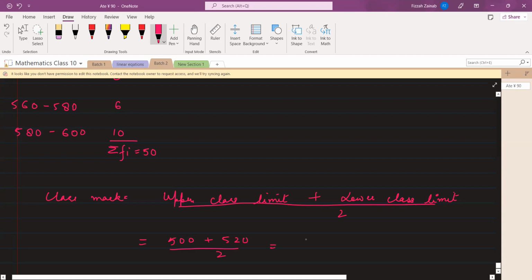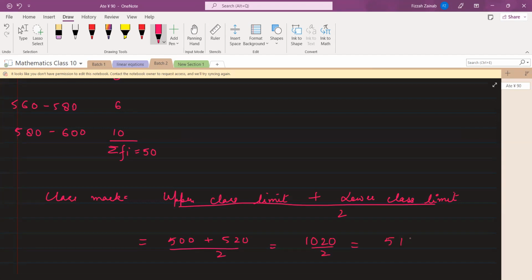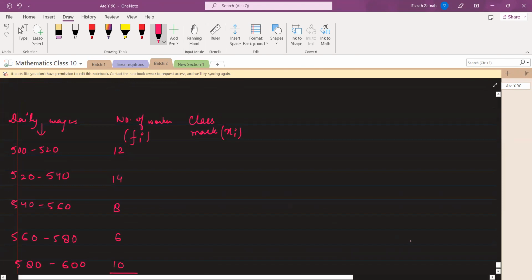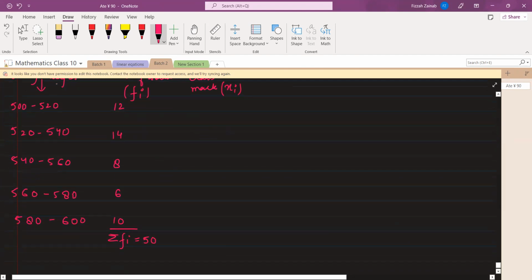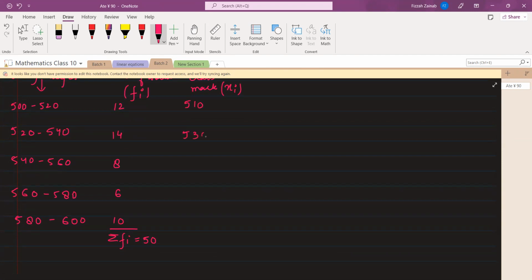So that becomes 1020 divided by 2, so 510. So the middle value is 510. Here it will be 530, 540. Then you have 550, and here it will be 560.